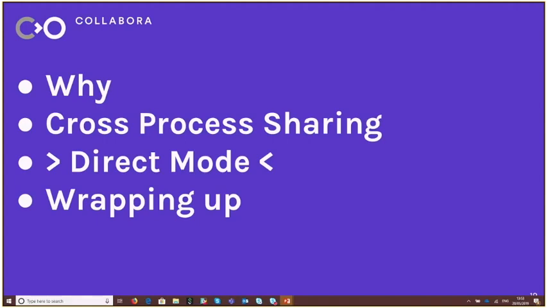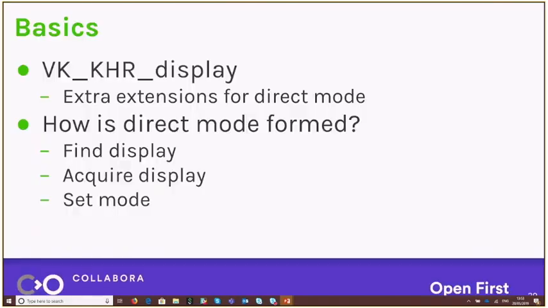So a little bit about direct mode. You need the base extension, which is KHR display, and the next extension. The process here is similar. You find the display, you find the mode, you find all the little nitty-gritty details that go into actually setting the mode. You acquire that display, and then you set the mode to bring it all up.